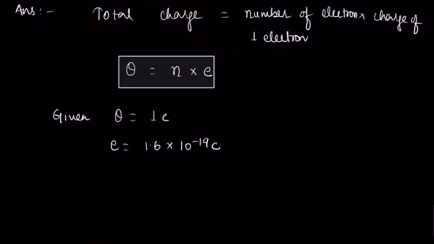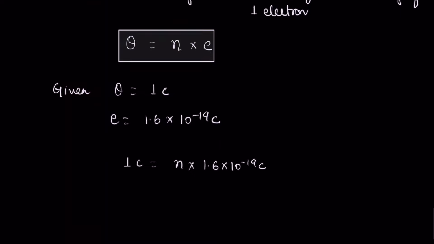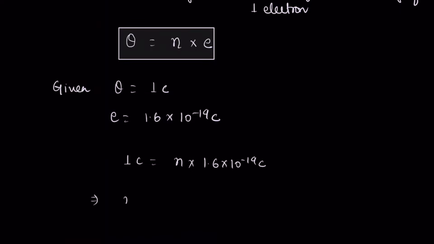So if we substitute the value, 1 coulomb is equal to N into 1.6 into 10 to the power minus 19 coulomb. So from here, the number of electrons is equal to 1 divided by 1.6 into 10 to the power minus 19 coulomb. If we solve it, it will come 6.25 into 10 to the power 18 electrons.